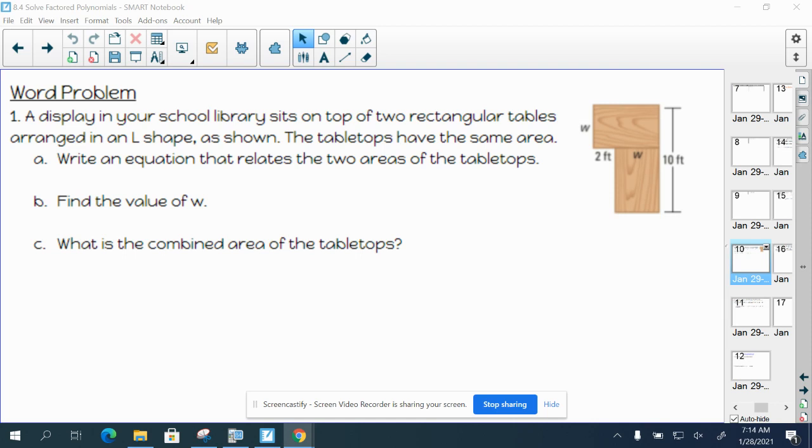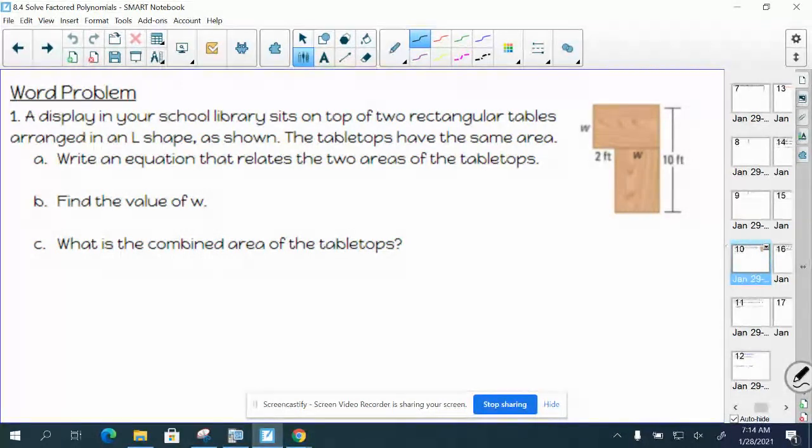Everyone, this is lesson 8.4, word problems. Today we're going to learn how to create equations for a word problem and solve for the missing variable. Number one gives you a display of your school library that sits on top of two rectangular tables arranged in an L shape as shown.